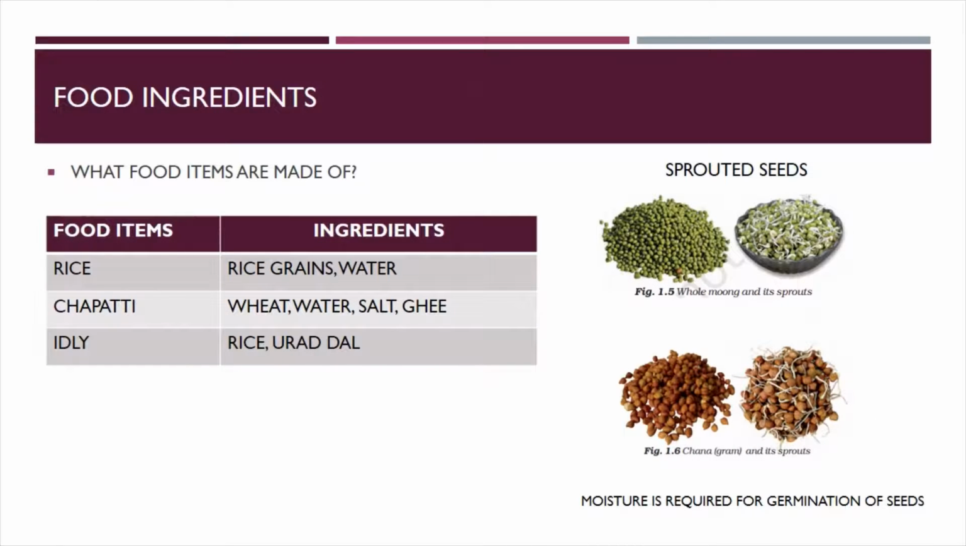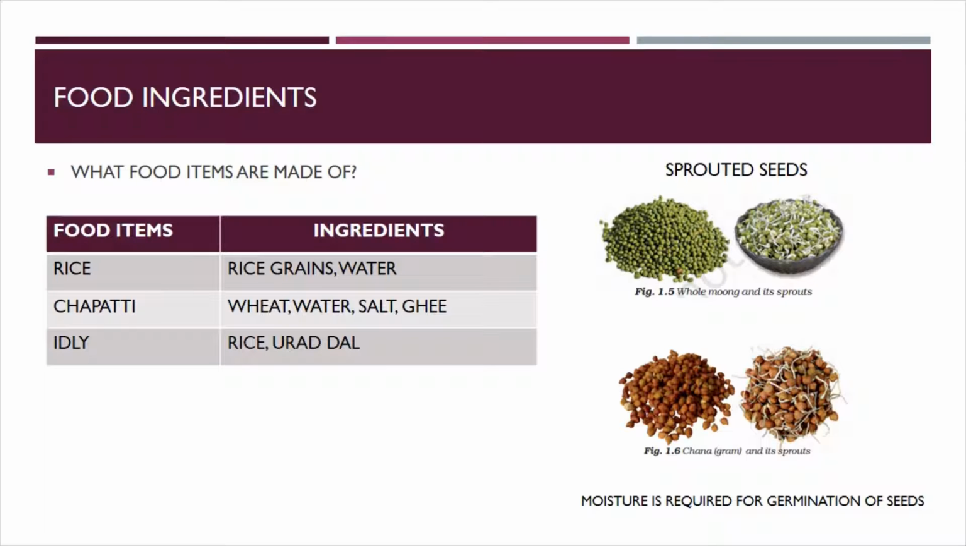Food ingredients. Ingredients are substances that are combined to create a particular dish. For example, to prepare rice, we need rice grains and water. To prepare idli, we need rice and urad dal. For chapati, we need wheat or atta, salt, water and ghee as the required ingredients for the food preparation.